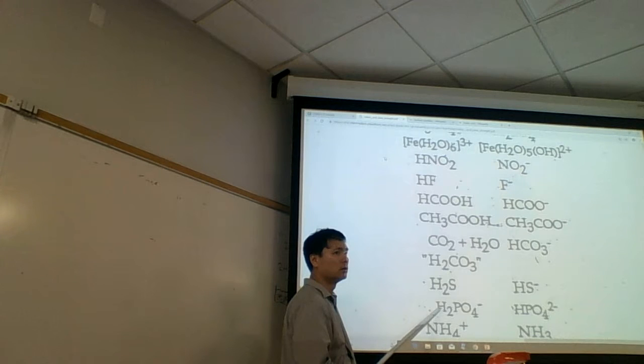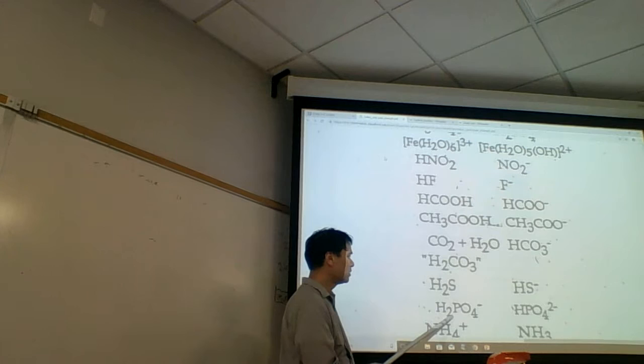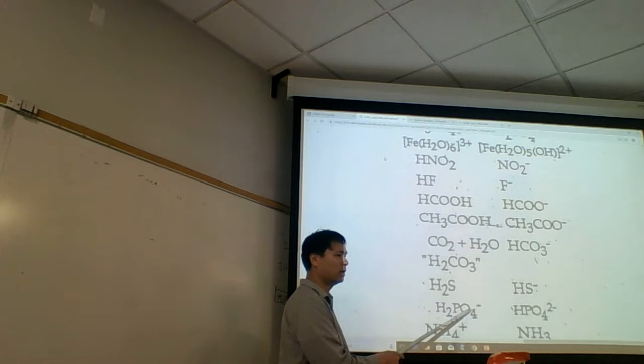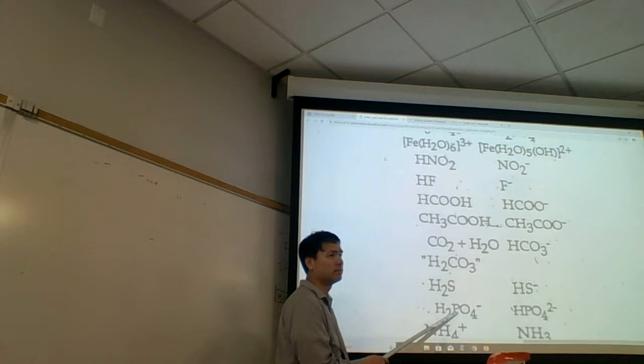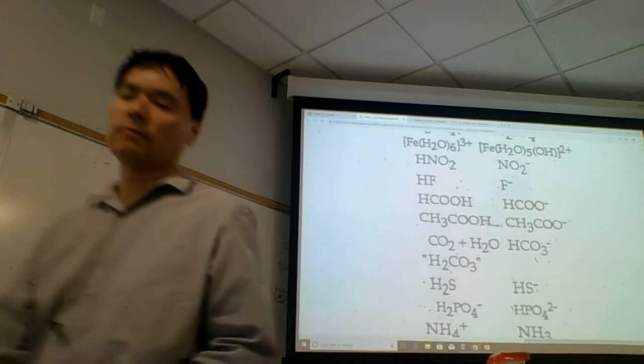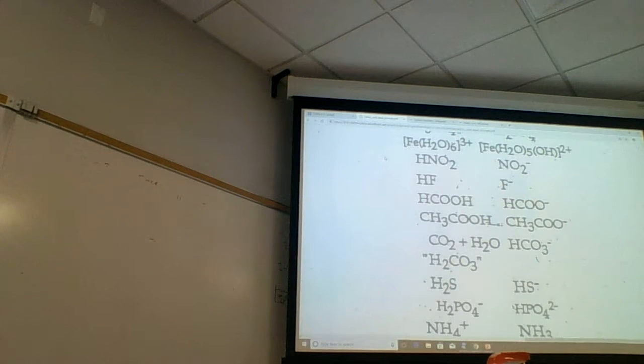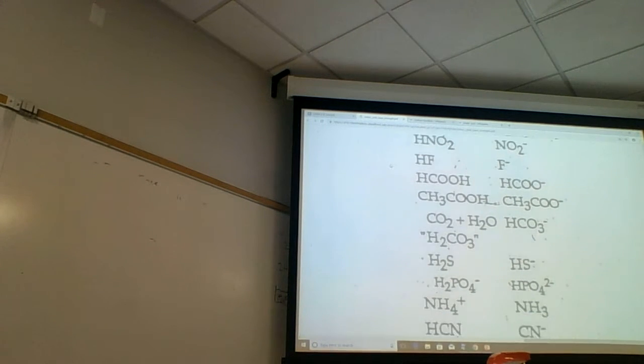Close. This has a negative charge here. If it's a negative charge, we call it an ion, not an acid. This is called the dihydrogen phosphate ion. Dihydrogen phosphate. Phosphoric acid we wouldn't call trihydrogen phosphate. But this one we would call dihydrogen phosphate. This is an ion.